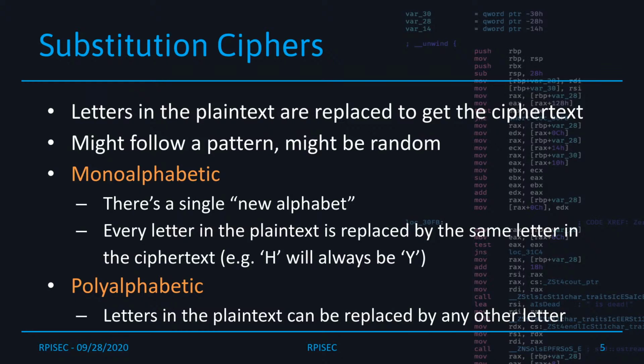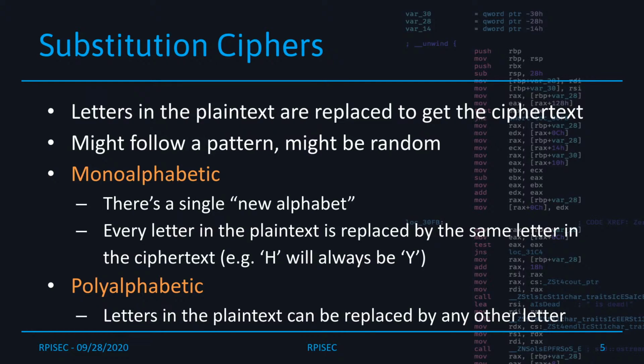So that means that every letter in the plaintext, as it's scanned by the cipher, will be replaced by the same letter in the ciphertext. So for example, if you have a string that has a bunch of H's in it, and you encrypt that with a monoalphabetic cipher, every position at which there's an H in the plaintext, there will be a Y at that same position in the ciphertext. So the letter H is always transformed to the letter Y, for example.